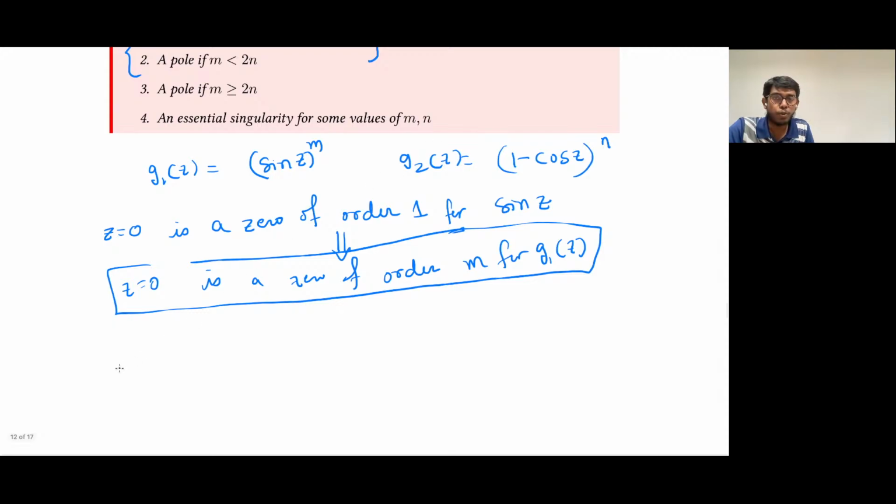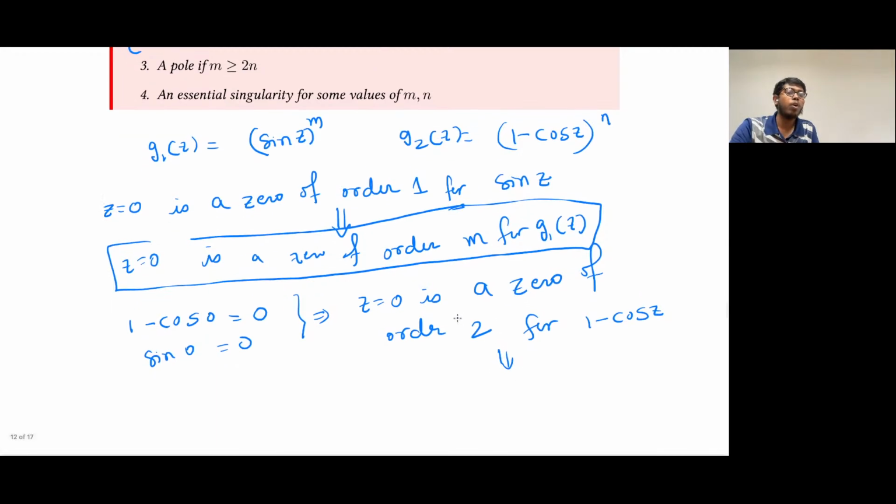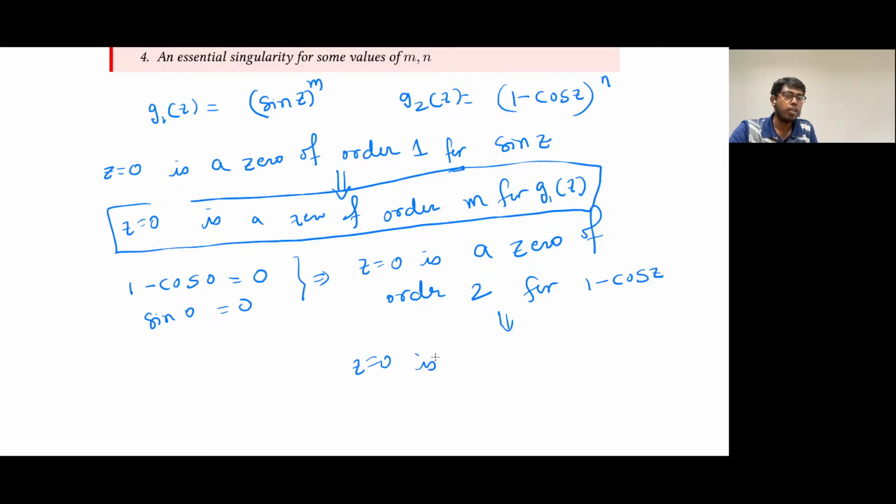Similarly, for g2, 1 minus cosine 0 is 0. If I take the derivative, that's sine z, and again at z equals 0, sine 0 is 0. If you take another derivative, that's not 0. So z equals 0 is a 0 of order 2 for 1 minus cosine z, and therefore z equals 0 is a 0 of order 2n for g2(z).